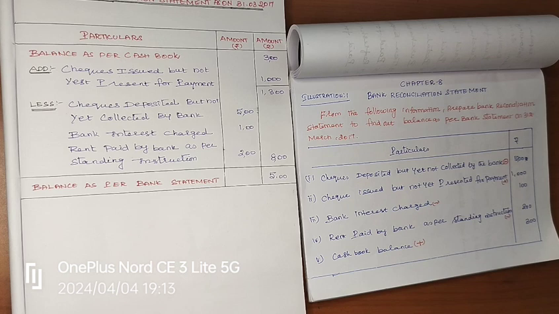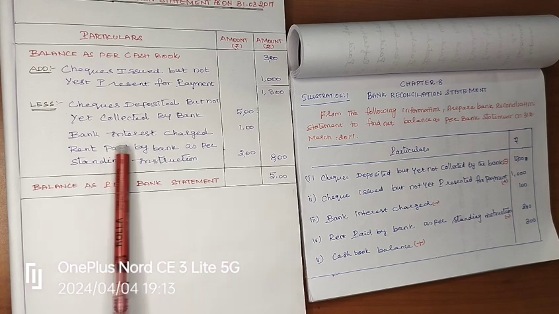But actually what happened? At the bank, the check was deposited but not yet collected by the bank, which means that the 500 rupees check is not yet cleared. So your passbook remains the same. Okay, so as per the bank balance of the bank statement, that 500 rupees will be decreased.